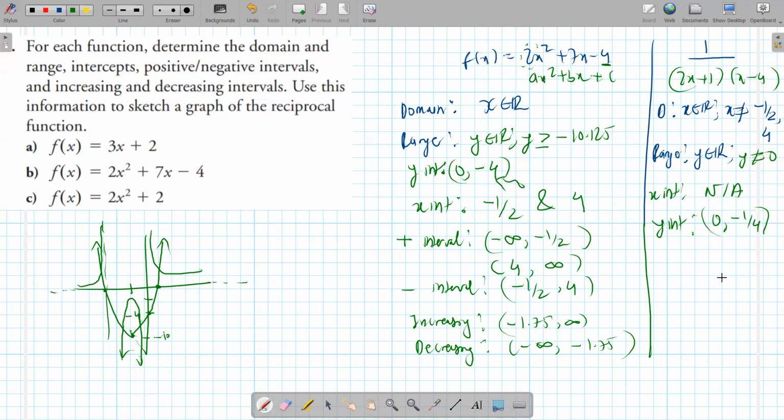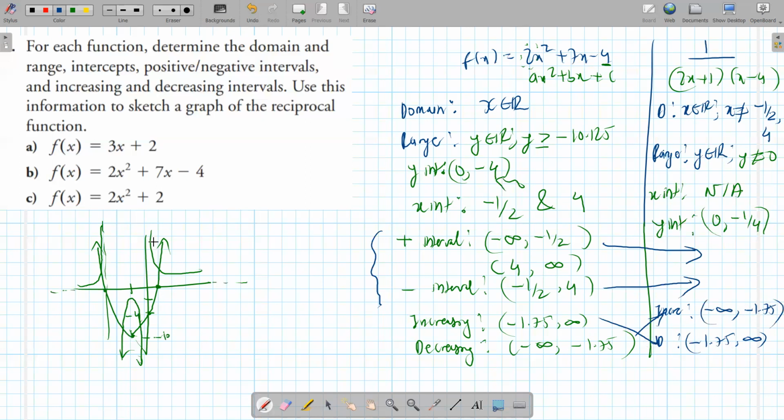And then, now this thing is helpful. The positive and the negative intervals for the main function and the reciprocal function are exactly the same. So the positive interval is this and the negative interval is this, also for the reciprocal function, but the increasing and decreasing intervals, they flip. So what does that mean? That means the reciprocal function is increasing between -infinity and -1.75, okay? And it's decreasing from -1.75 to +infinity. So the increasing and decreasing intervals, they flip.